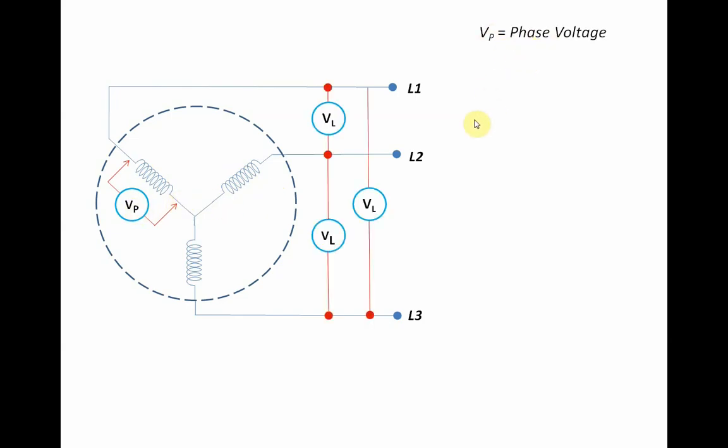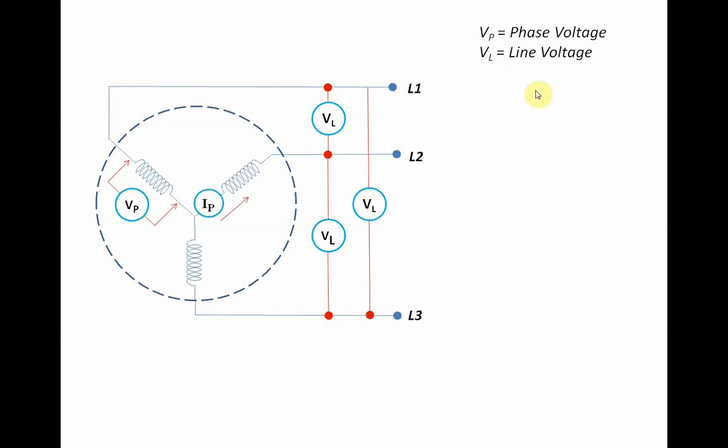Next is the line voltage. Line voltage is where you measure across any two of the three lines of a generator. You can measure line voltage across line 1 and line 2, line voltage across line 2 and line 3, and line voltage across line 1 and line 3. We call that VL, or line voltage.